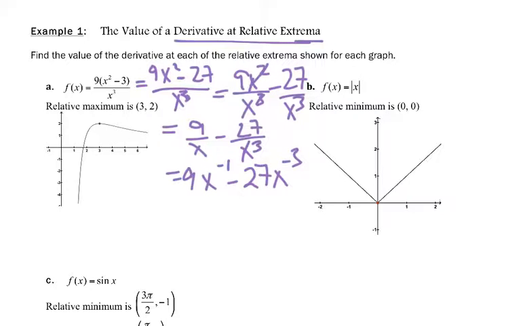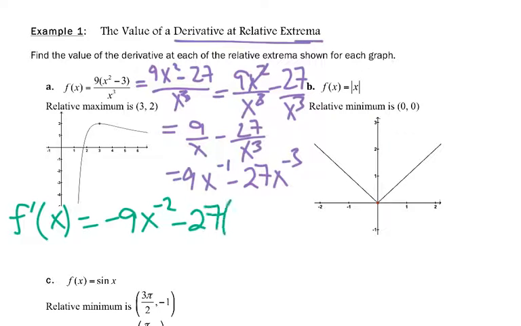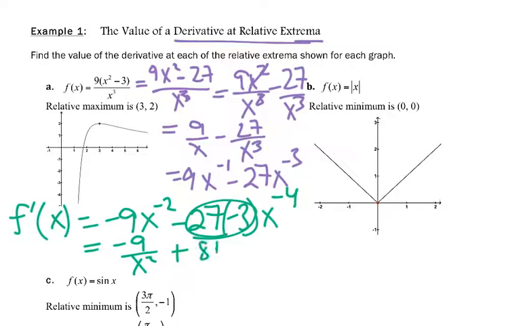All right, we're ready to take the derivative. So f prime of x, the derivative of that, would be negative 9x to the negative 2 minus 27 times negative 3 times x to the negative 4. That's going to give us negative 9 over x squared plus 81 over x to the 4th. So that's the general derivative for this function in A.